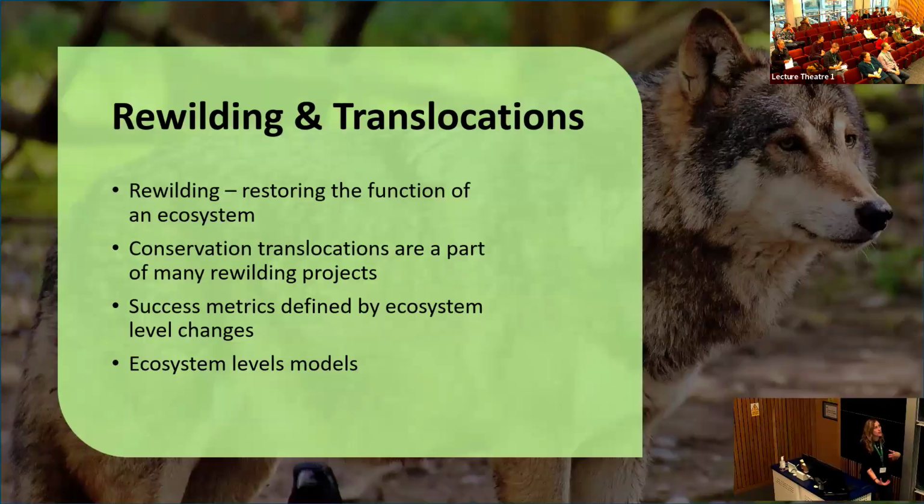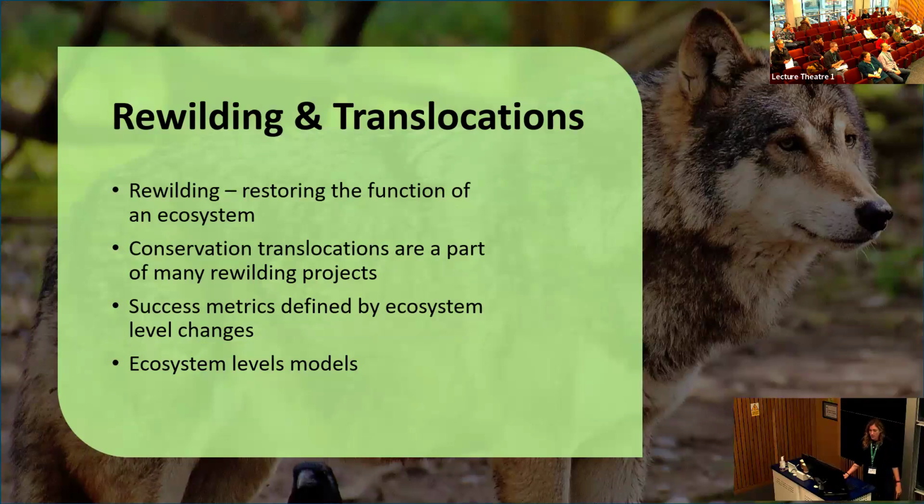So rewilding and translocations. Rewilding is about restoring the function of an ecosystem. And how we can do that in some cases is by putting a species back in. So a lot of it is to do with that. Sometimes it's to do with letting things grow and letting things progress naturally. But in a lot of cases, it is a translocation of some sort.